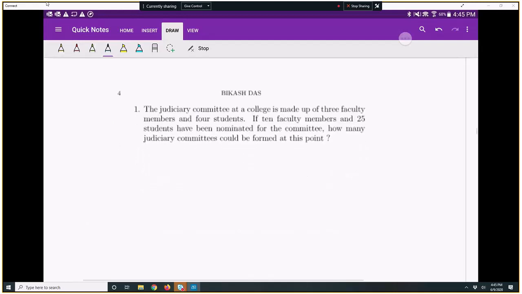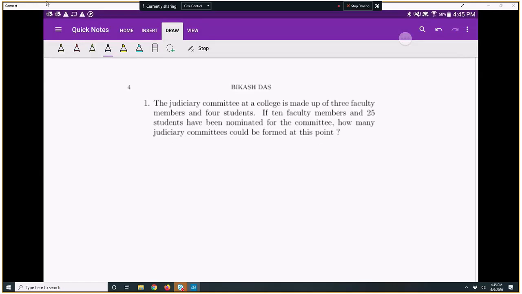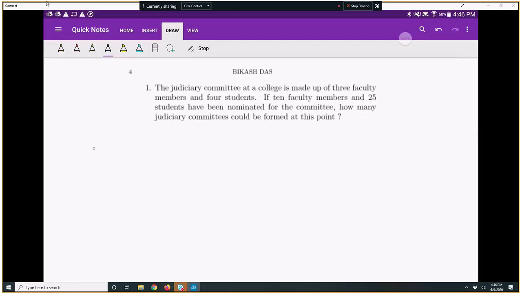Now let's see the exercises. The Judiciary Committee at a college is made up of 3 faculty members and 4 students. If 10 faculty members and 25 students have been nominated for the committee, how many judiciary committees could be formed at this point? Well, the problem tells us that we will definitely need 3 faculty and definitely need 4 students. So we can think of choosing the faculty and choosing the students as 2 different processes. So first we'll choose faculty.